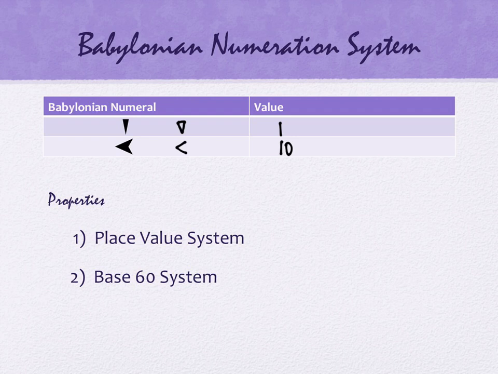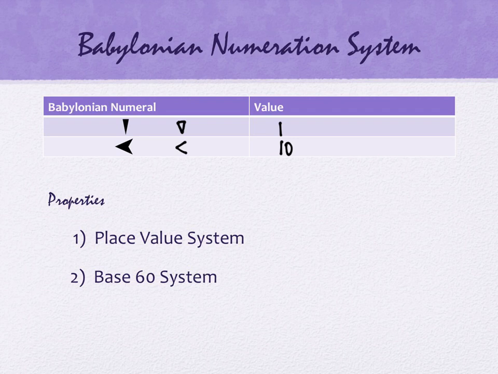Immediately you should be saying something like, well, what if the number's really big? You'd be drawing a lot of 10s, wouldn't you? So there's got to be something else going on here if this is all we have to work with. Agreed? Yeah, there is. And in fact, you see that there's a properties listed below.